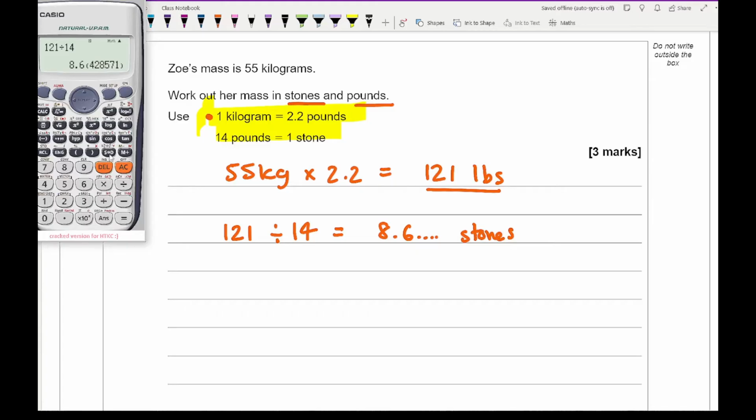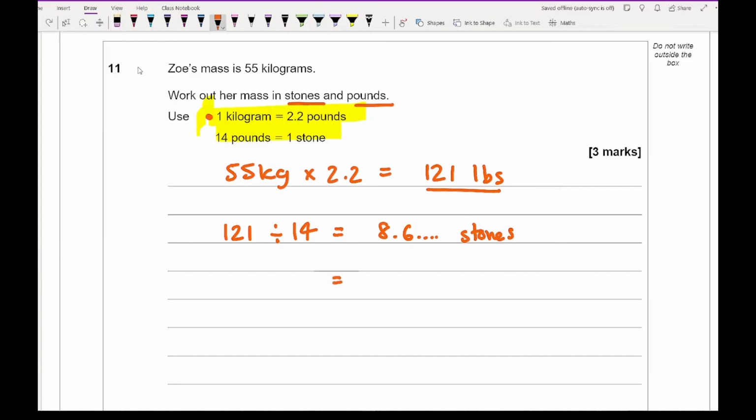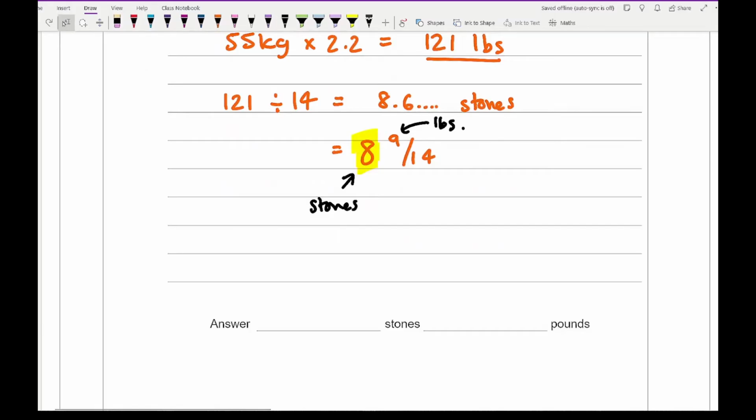Now what you could do here, if you're quite smart, is convert this into a mixed fraction. If I press shift and the SD button, I can convert it into a mixed fraction, and what this gives me is 8 and 9/14. This tells me the stones, and the numerator of the fraction part tells me the pounds. So that gives me a final answer of 8 stones and 9 pounds.